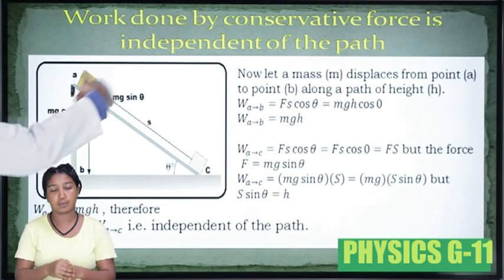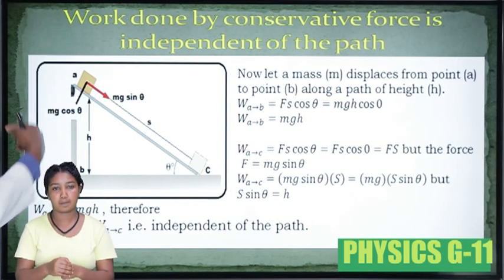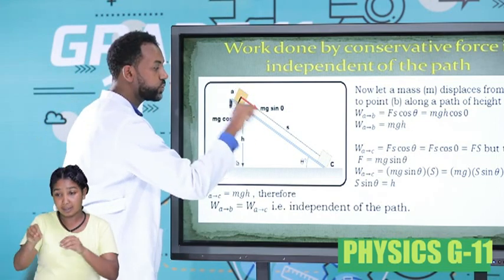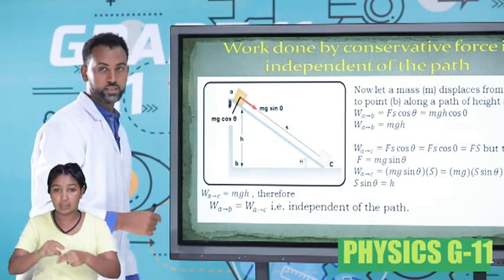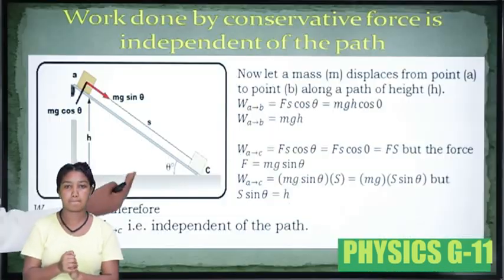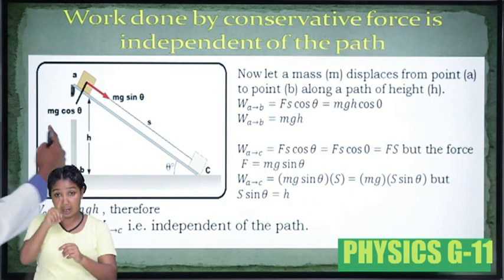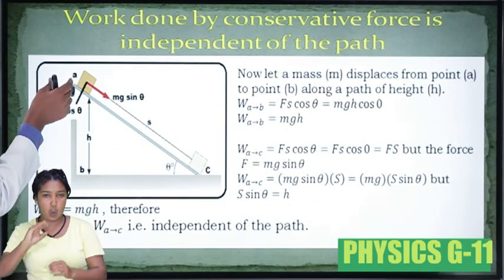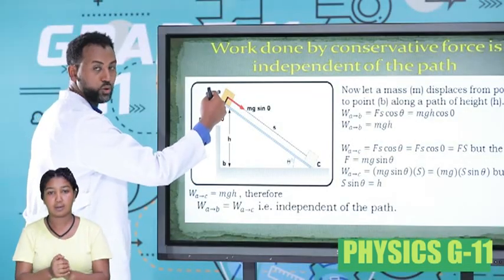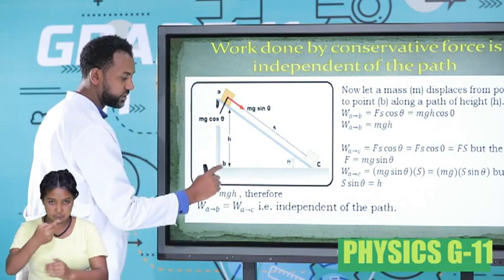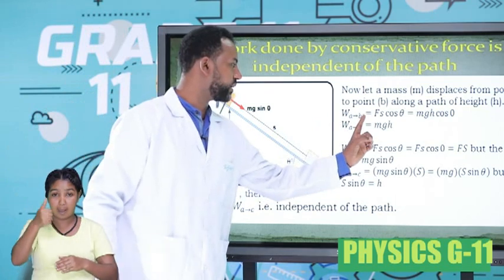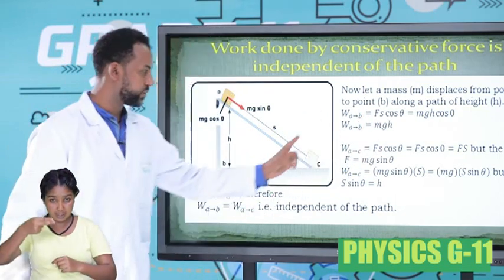mg cos theta is the force component perpendicular to the inclined surface, whereas the force component acting parallel to the surface is known as mg sin theta. The sine component is acting along the inclined plane, and perpendicular to the plane is mg cos theta. But when this object is moving downward to this point, the only force acting is mg, and at this point we have a displacement of h. Therefore, the work done from A to B becomes mgh.